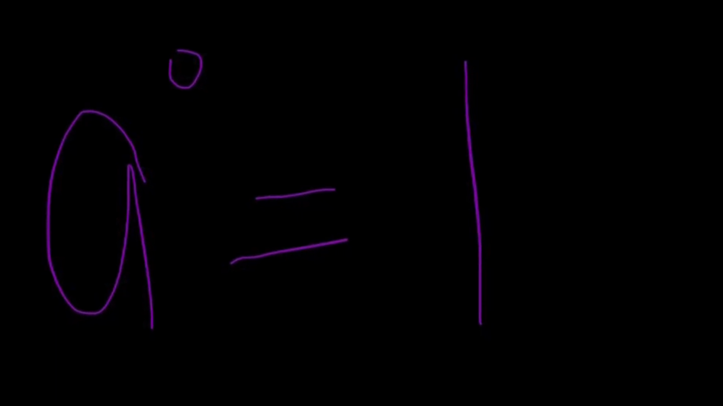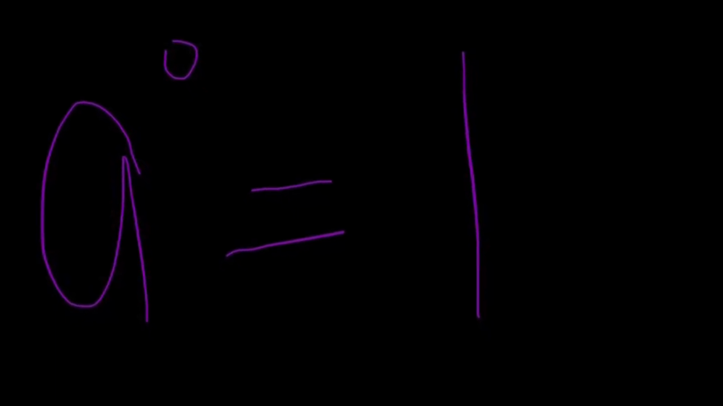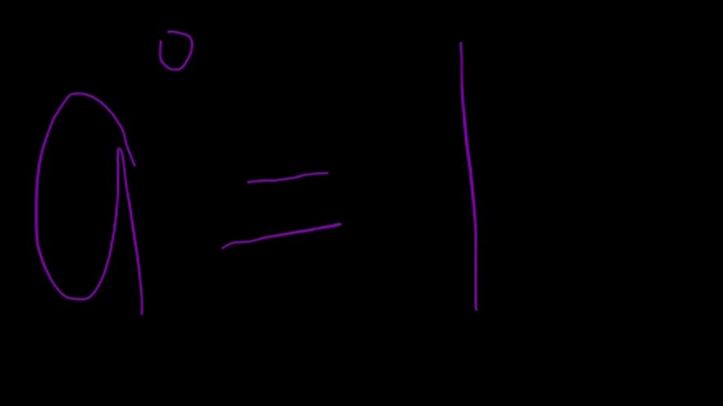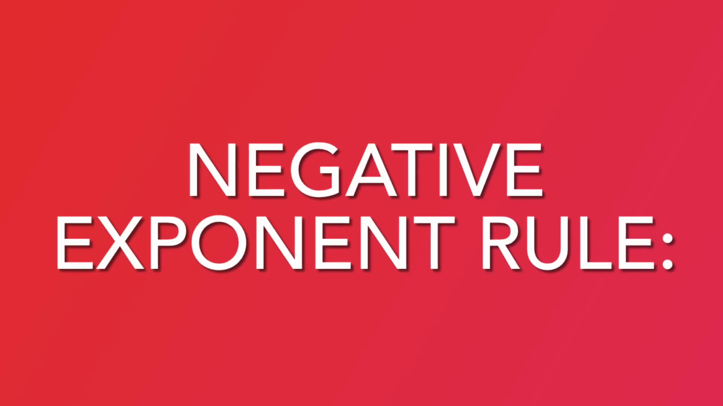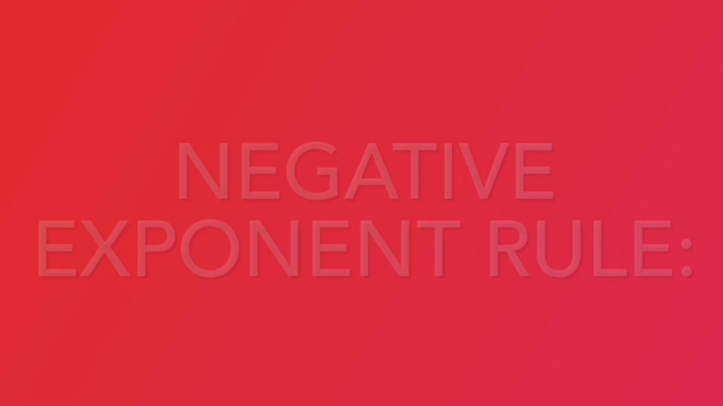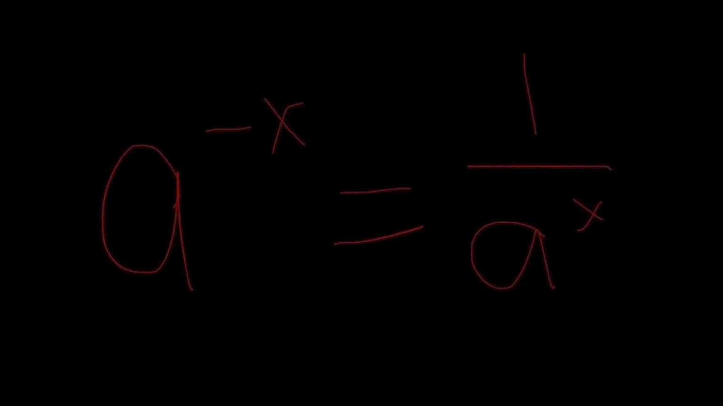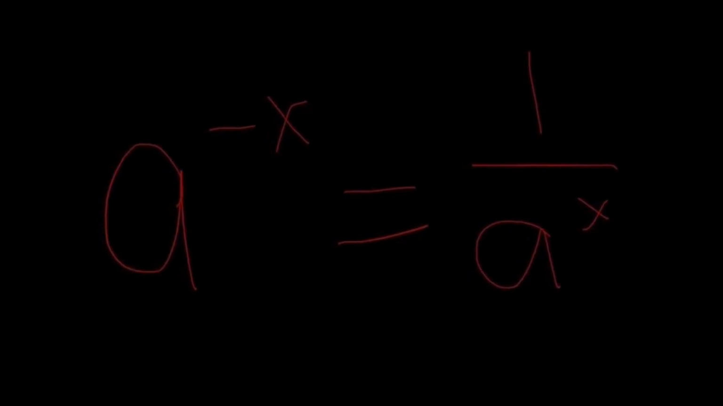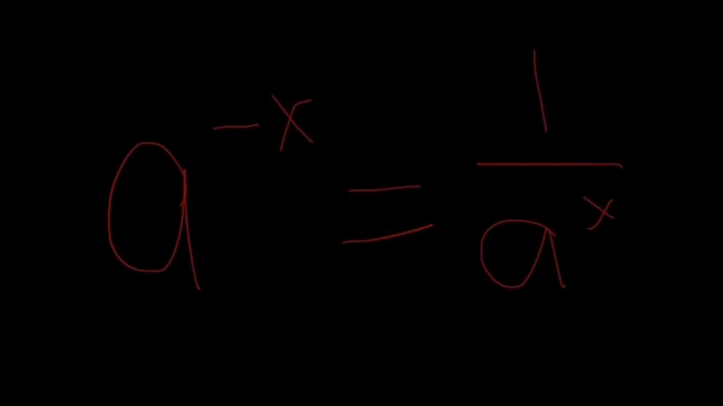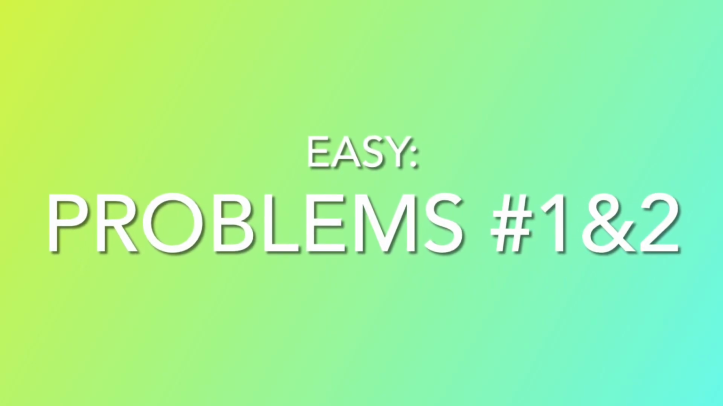One of the easier rules to remember is the zero rule. This would be a to the 0 equals 1. Finally, we have our negative exponent rule. This would look like a to the negative x equals 1 over a to the x. Easy. Problems 1 and 2.